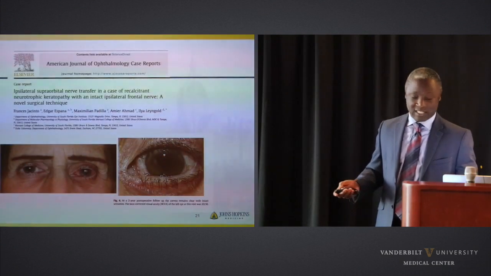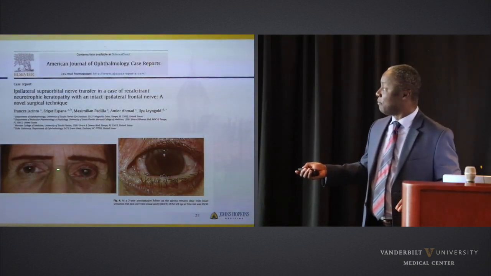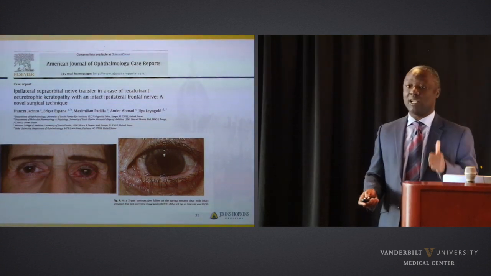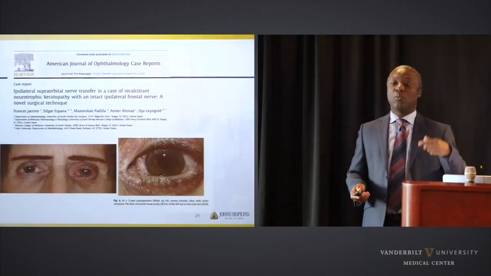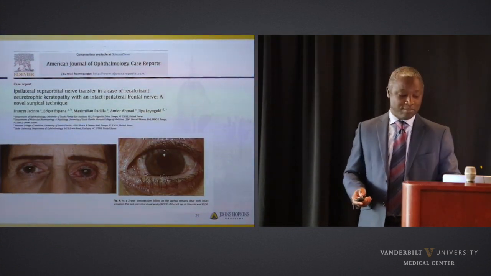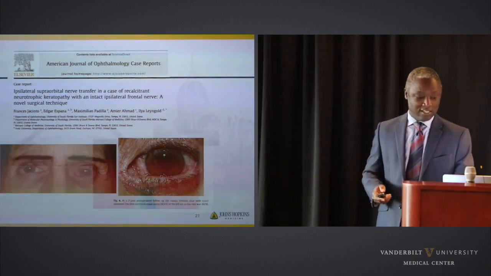And this is what you can get. This patient had problems on the left eye, tried all kinds of stuff. With innervation, you can see the health of the cornea improves. So there are some categories of patients that we have to think about. If the cornea is insensitive, we can innervate and bring some sensation back. So that's the second thing.